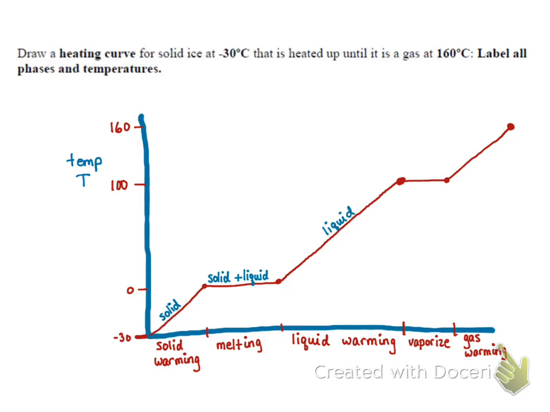Then label all the phases that are present during each stage. Solid is warming up. In the phase change, melting goes from solid to liquid, so both phases are present. Then the liquid is going to warm up to the boiling point, and then again during the phase change it's going to be a liquid and a gas present, and then the gas can warm up to 160.